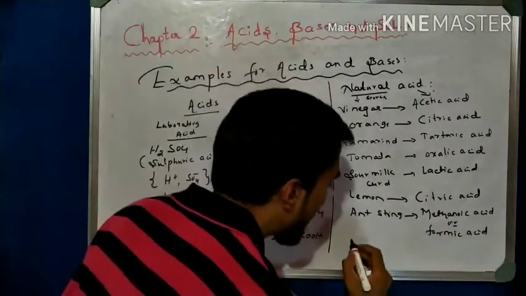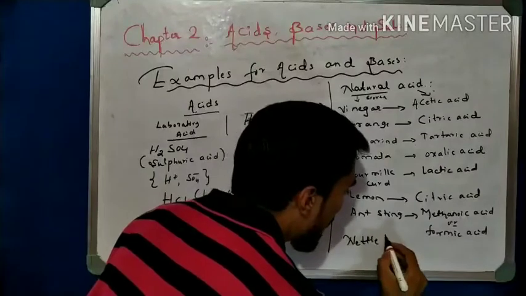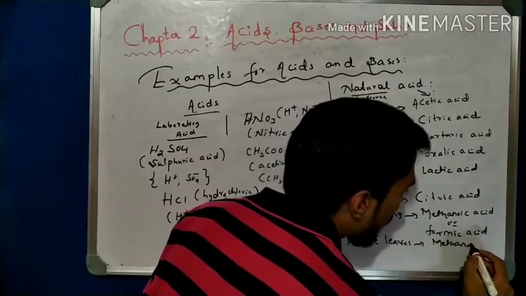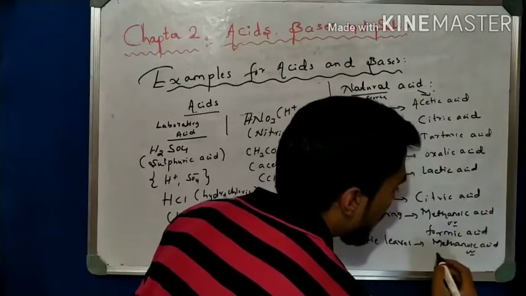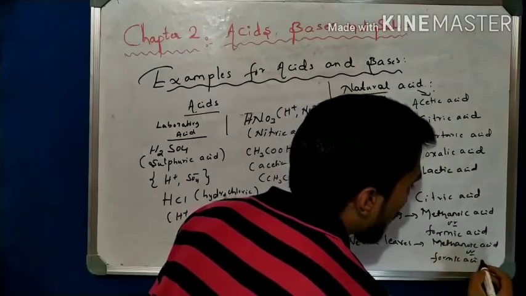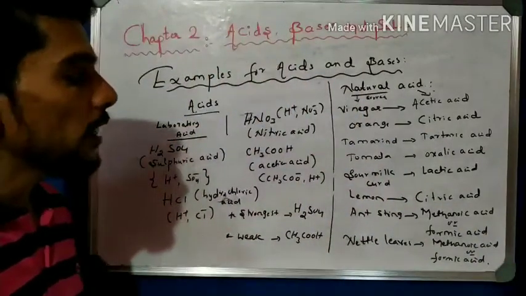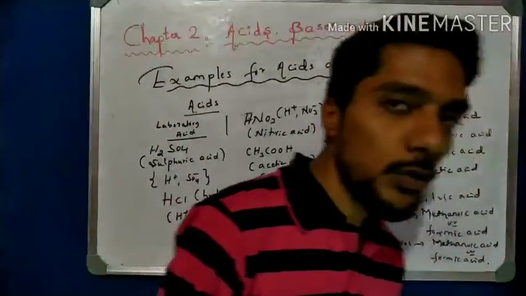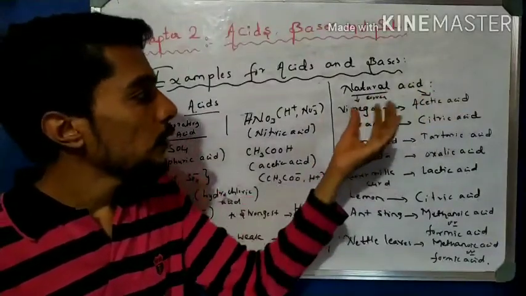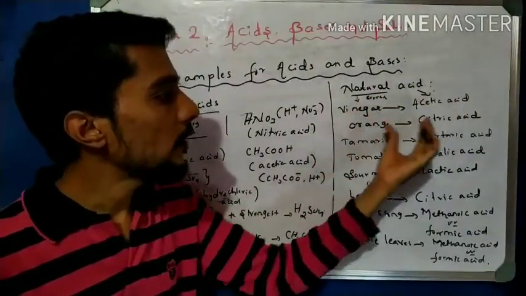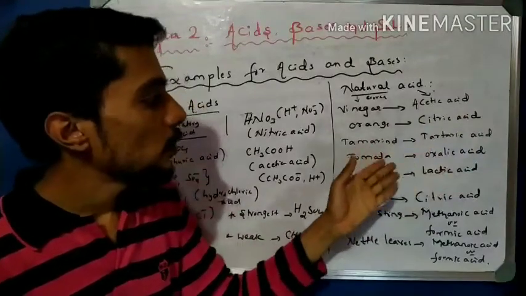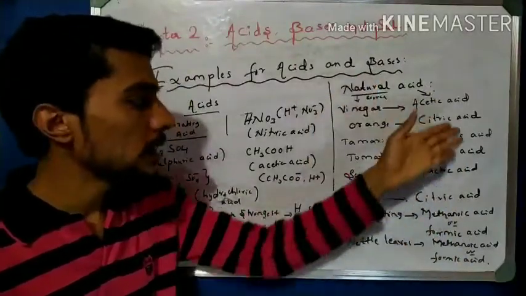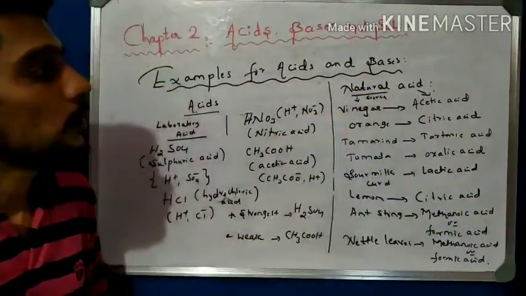Then another one is nettle leaves, which have the same methanoic acid, or formic acid. So these are very important: 1 2 3 4 5 6 7 8. Eight very important natural sources which have acids. Remember: vinegar has acetic acid, orange has citric acid, tamarind has tartaric acid. Different substances and different acids. These are sources and these are the acids present in them.